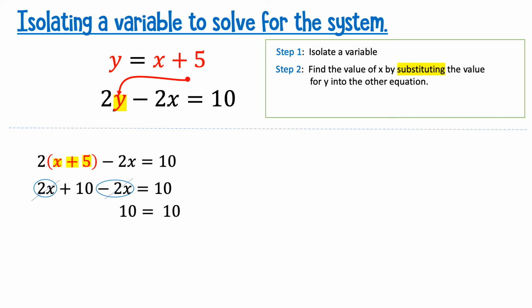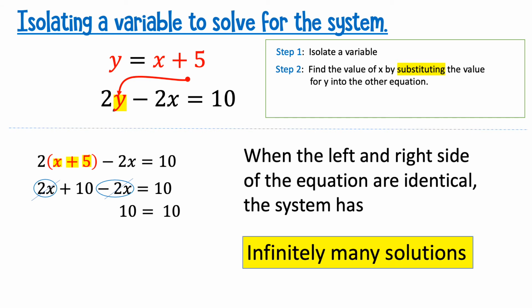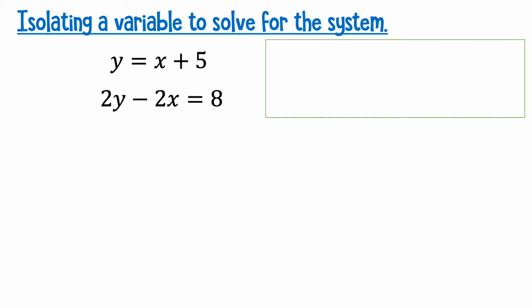When we have identical numbers on both sides of the equal sign, then we know the system has infinitely many solutions. In other words, whatever values we have for x or y in our coordinate pair, they will both be satisfied in each equation. Here's another example.